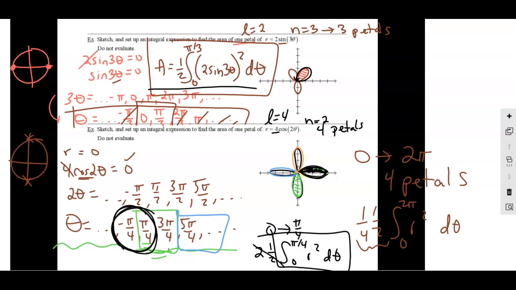Or if you really wanted one full petal, you would kind of want to go back. You could use pi over 4 to 3 pi over 4, or really it doesn't matter. You could use any two of these numbers because it doesn't even have to be one whole petal.